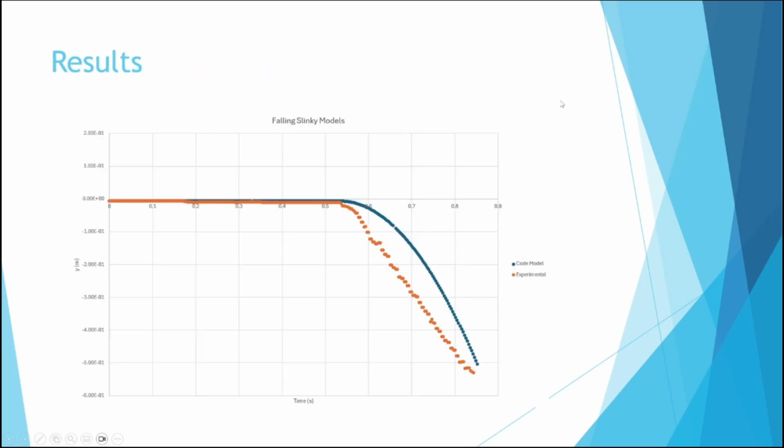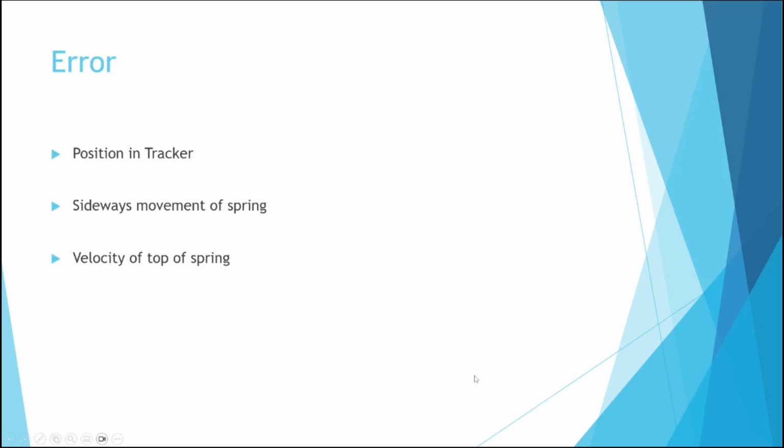Overall, the results showed this, where they both started off at zero for a while, and the experimental started to fall off much faster than the code model did. And overall, it showed that the code model would not fall as far as the experimental model actually did.